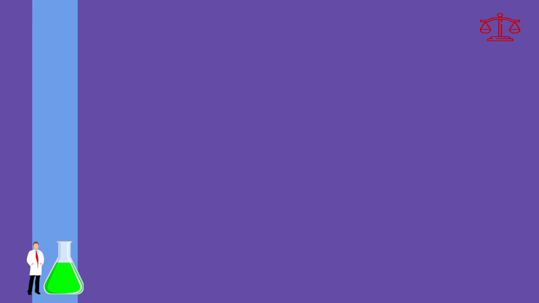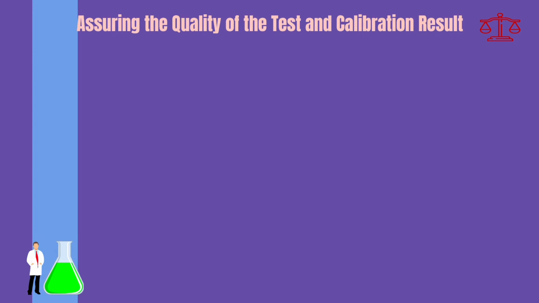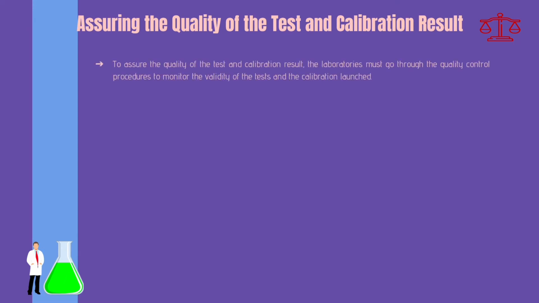ISO 17025 is important for assuring the quality of the test and calibration results. To assure the quality of the test and calibration results, the laboratories must go through the quality control procedures to monitor the validity of the test and the calibration launch. After the test and the calibration has been launched, all the results we get must be collected and recorded. Statistical methods should be used to review the results after the data has been collected in a way that makes the trends visible and also practicable.